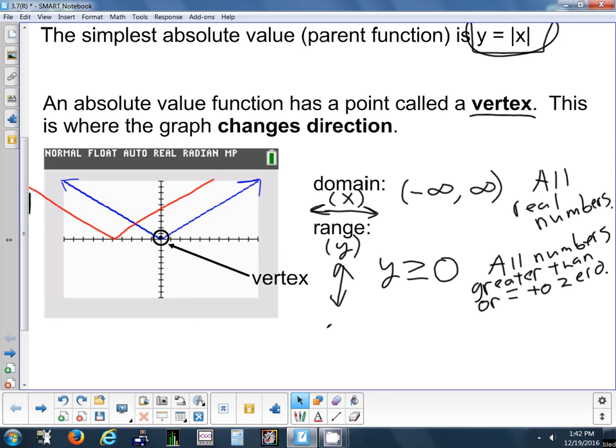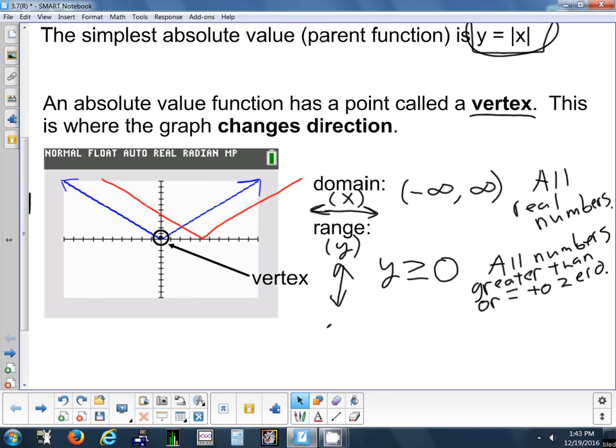No, range has something to do with zero. Yeah, the domain, it went left forever and went right forever. If you take something that goes on forever and slide it to the right a little bit, does it still go on forever in each direction? Yeah, so that didn't change the domain at all. How about, did it change the range?